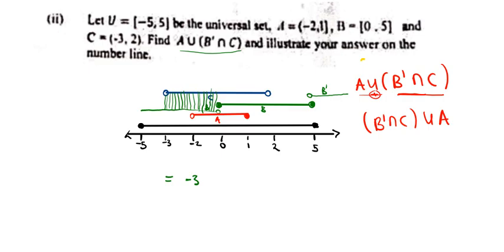Is -3 included? Why would it be included? Because it's closed. But let me ask you, it's closed where? From the set there, it's not the complement, so that means we're still going to include it as part of it. First of all, judge first: is -3 part of C? No, -3 is not.